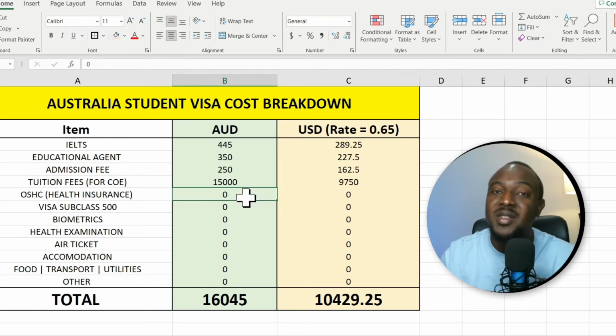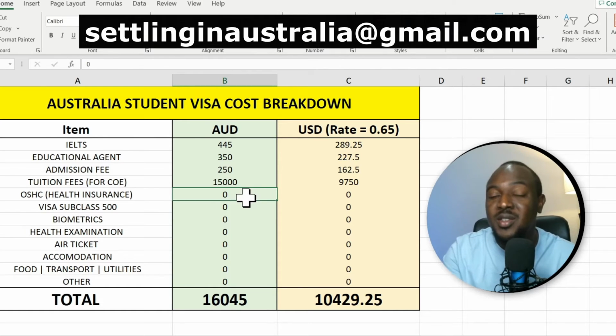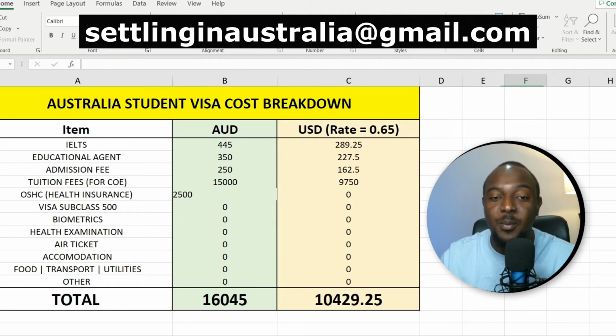But on average, let's say if someone is coming here to do their bachelor's of social work, this basically goes for 3 to 4 years. So let's say if they're going to go for 4 years, we should be looking on average around 2,500 for their overseas health insurance.